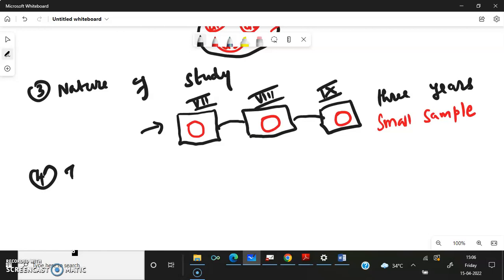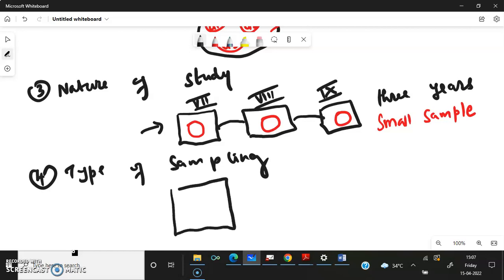type of sampling. Okay, sampling technique plays an important part in determining the size of the sample. A small random sample is apt to be much superior to a large but badly selected sample. Suppose I am having the population here, a homogeneous population, or a heterogeneous one also.